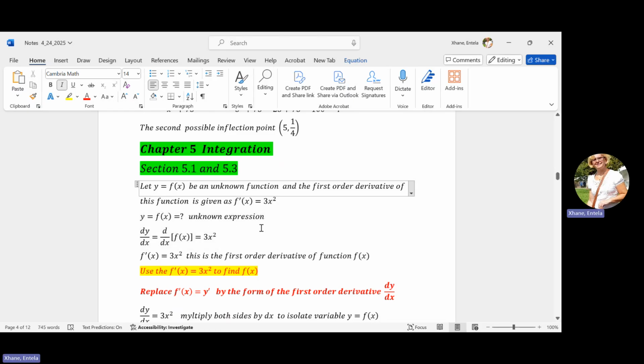Now, our goal is to use the derivative of the function f of x, to use f prime of x, and find the missing function f of x. So let me start writing what we know in a different form. If I know f prime of x equals 3x squared, what is f prime of x for us? F prime of x for us is the derivative with respect to x of the function f of x, which means it is dy over dx, because f of x is indeed the variable y. So that means dy dx equals 3x squared.